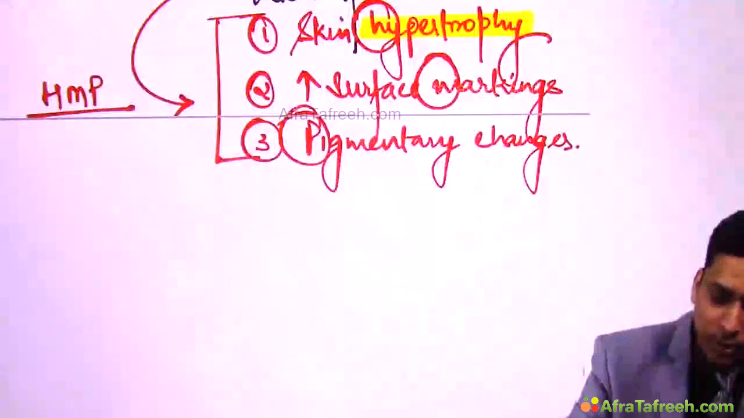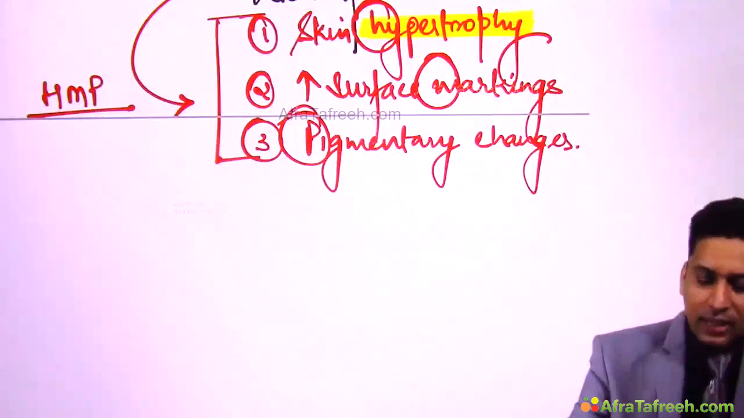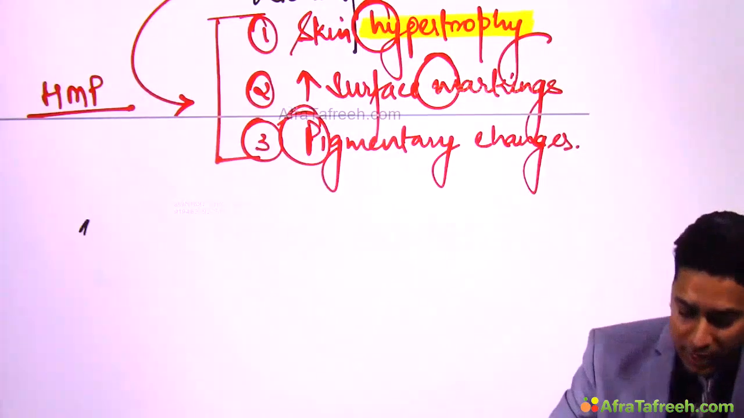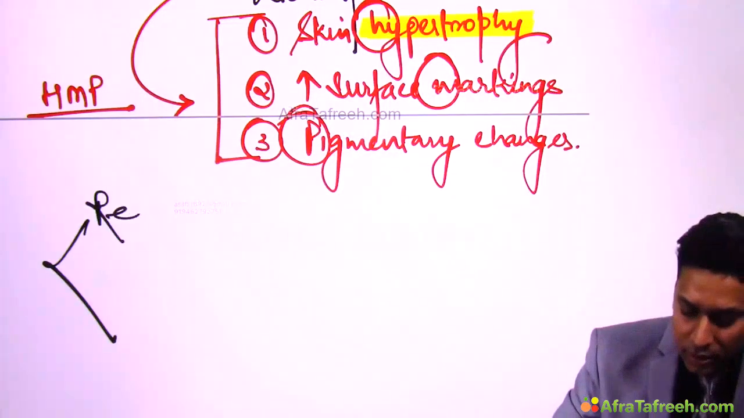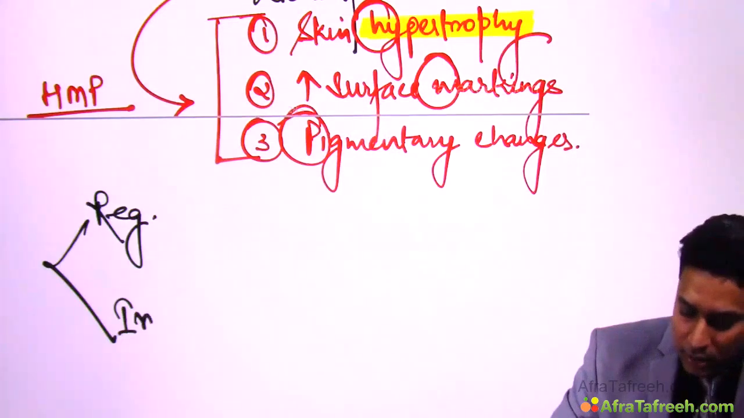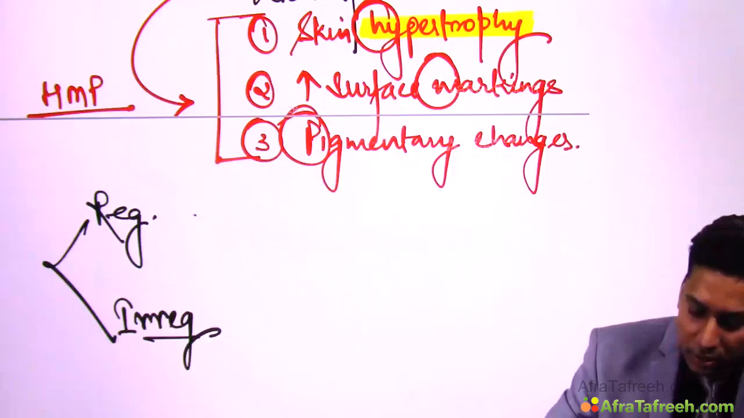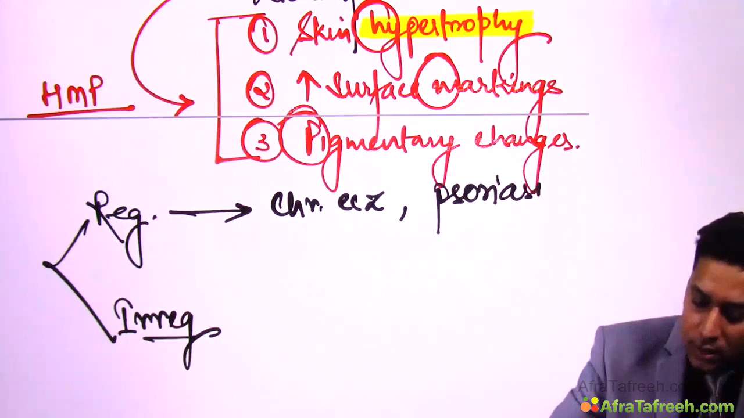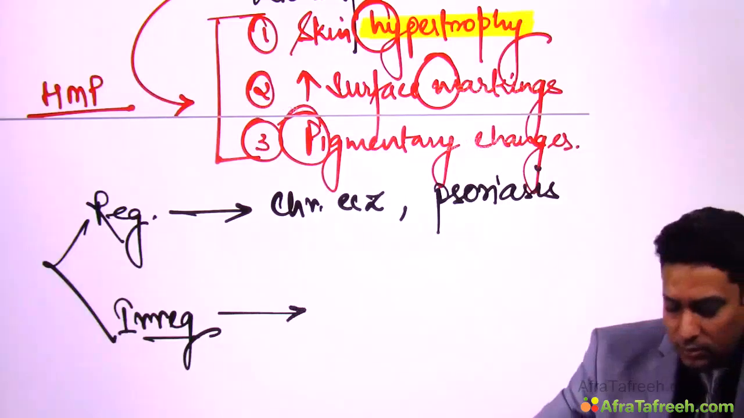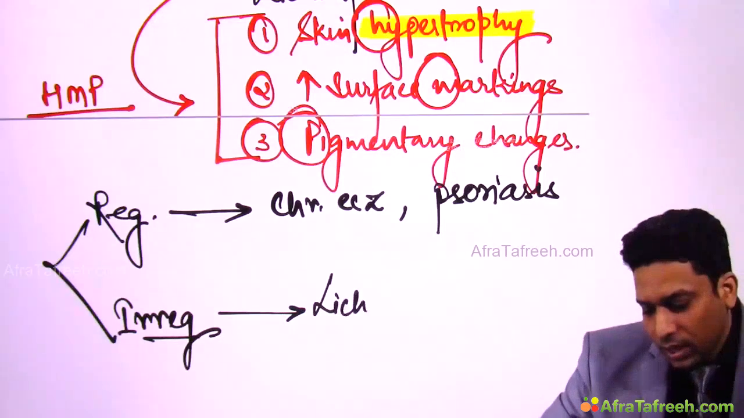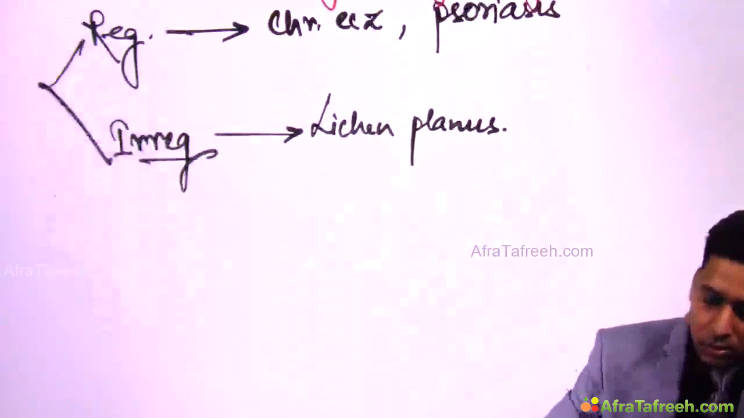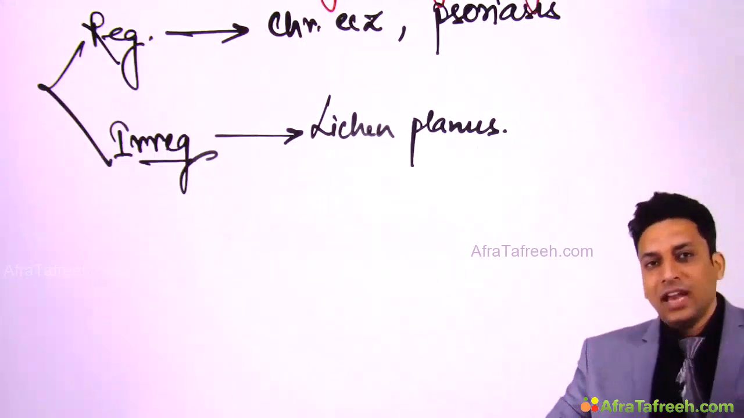Now remember that in certain conditions this thickening can be regular, and in certain conditions it can be irregular. So acanthosis can be regular acanthosis, it can be irregular acanthosis. Regular acanthosis is seen in chronic eczema, also seen in psoriasis, while irregular acanthosis is seen in lichen planus. So irregular acanthosis is a feature of lichen planus.